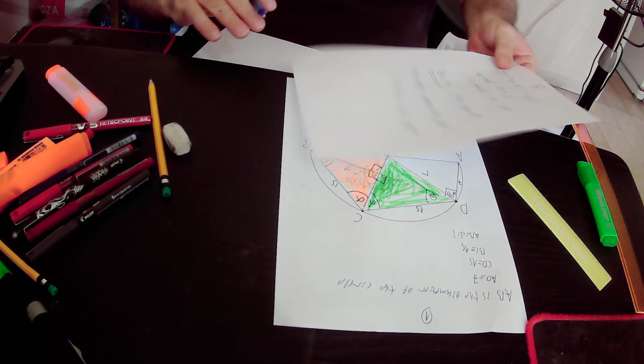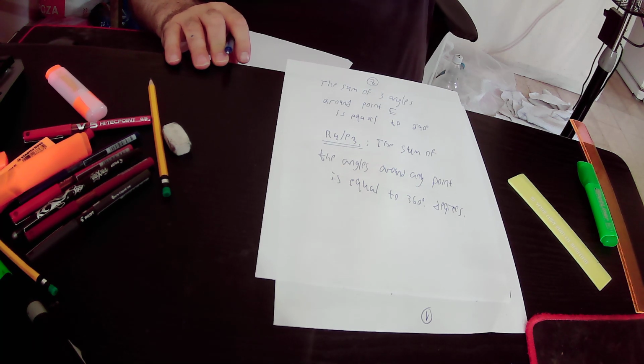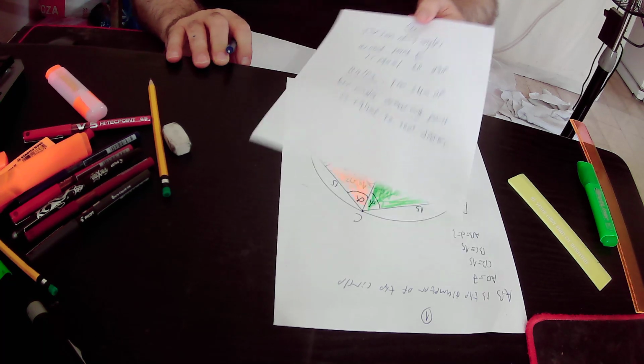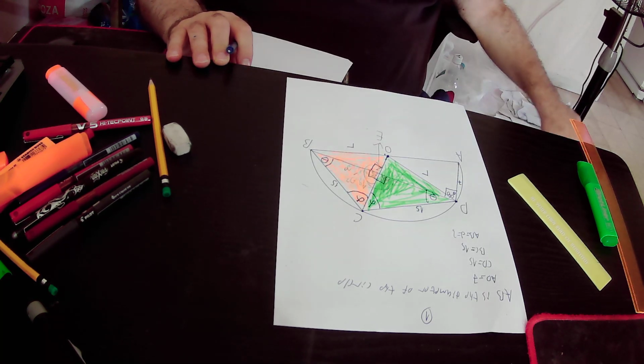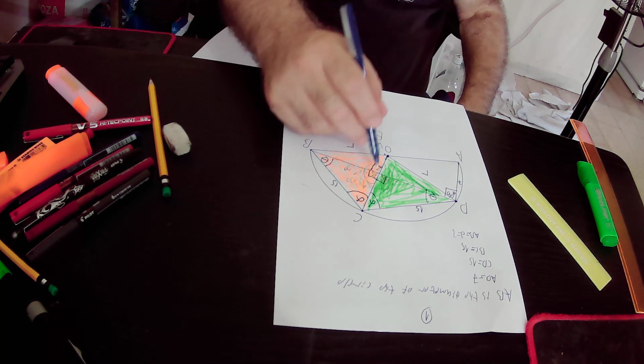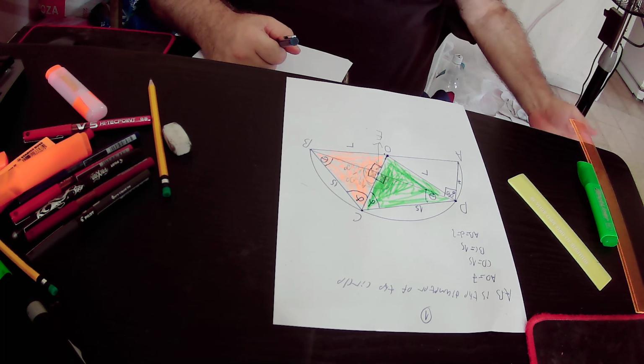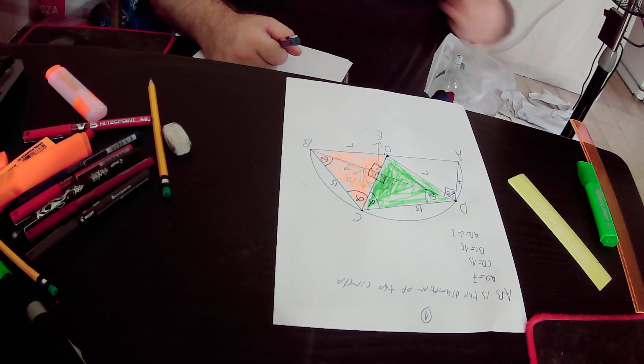I'll read rule number 3 again. Rule number 3 states that the sum of the angles around any point is equal to 360 degrees, and especially the sum of the angles around this point E must be equal to 360 degrees according to rule number 3.